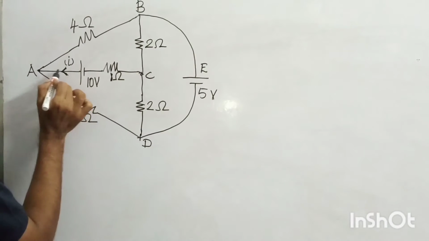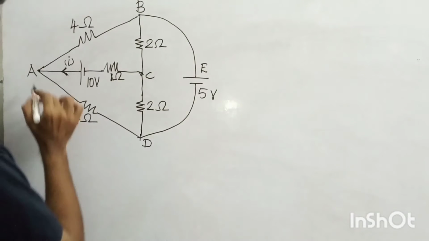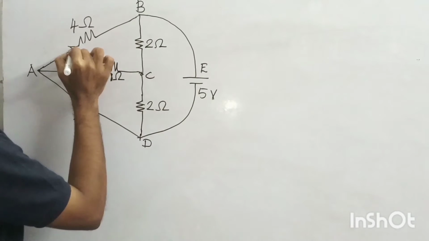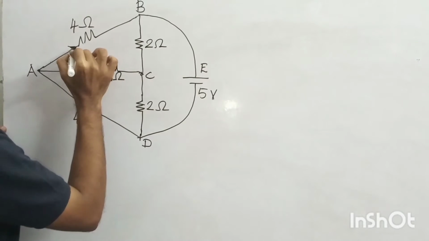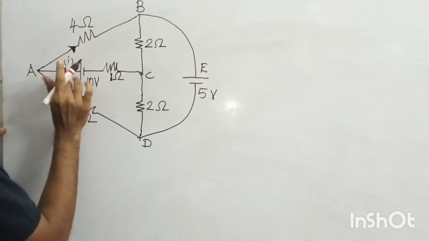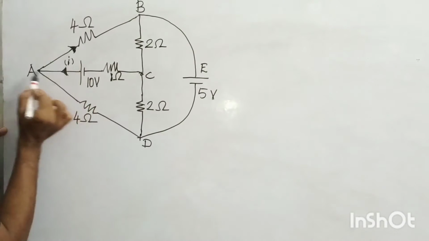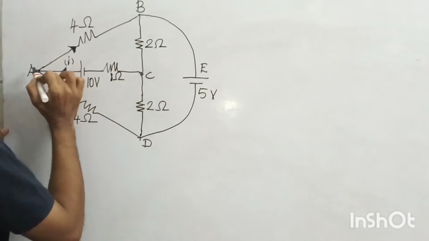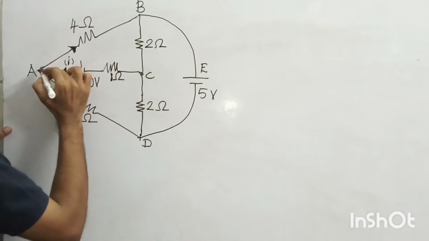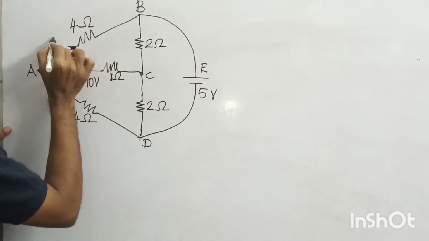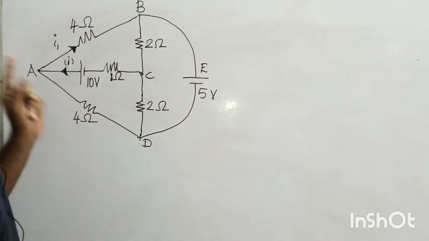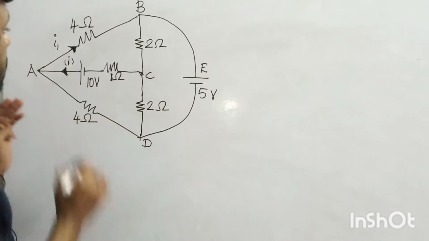Now this current I will reach junction A, and from A it will divide into two different currents. The value of this current is I, don't get confused. The current flowing from A to B is another current. Let us assume the current flowing in branch AB has the value I1. I hope you can understand what I'm trying to say, right?